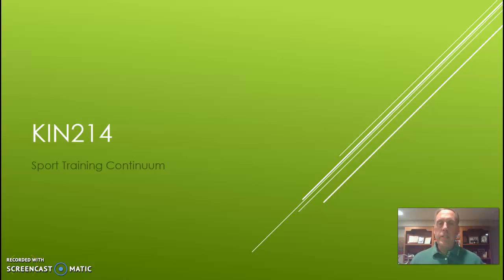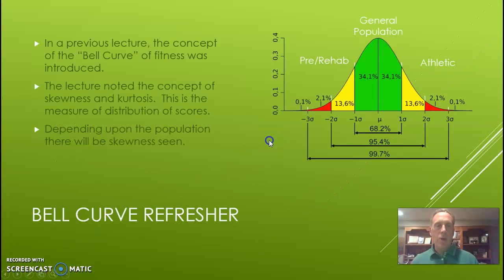Greetings, how you doing? This is Kinesiology 214, and this presentation will be an extension of program design and understanding the client who's in front of you, or the athlete, or your patient. But specifically, this is going to delve more into the sport training continuum seen on the right-hand side of the bell curve we saw in the previous presentation.